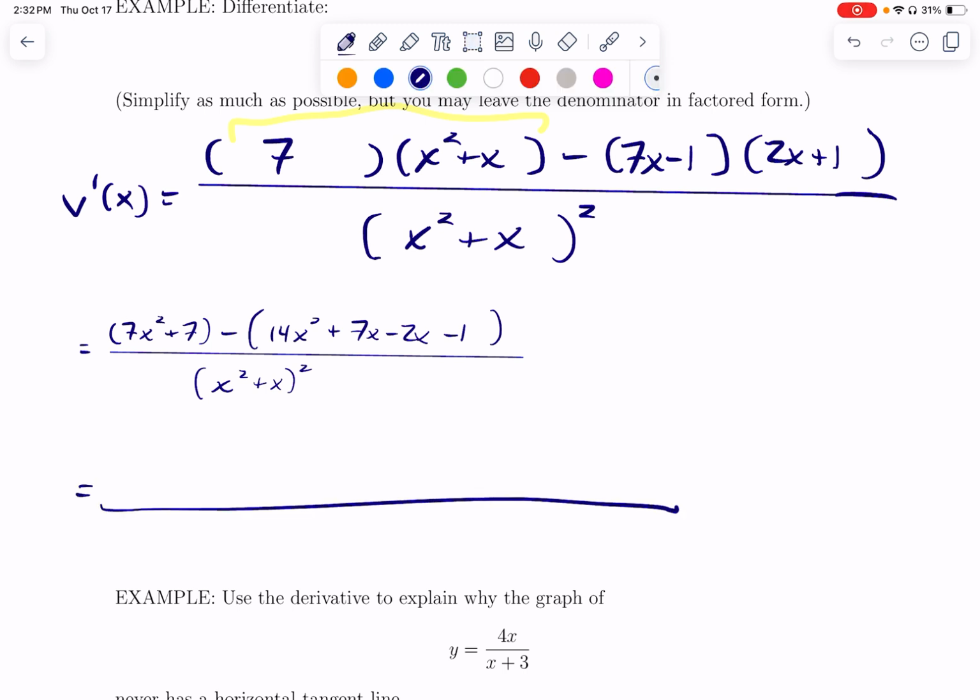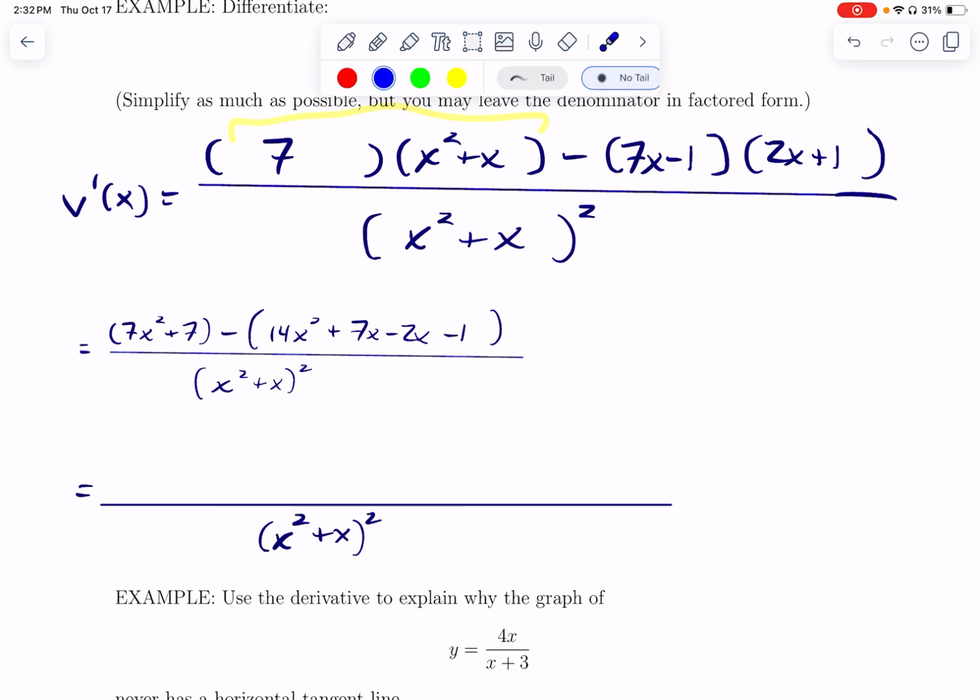So if we group all this together, same denominator, I'm going to leave that as is. For our x squareds, I have 7x squared minus 14x squared. So that's negative 7x squared. For my x terms, I have minus 7x, and then these have become plus 2x. So that actually works out to minus 5x. And then for my constant, I have 7 plus 1, which is 8. So not a very pretty answer, but that's the answer.